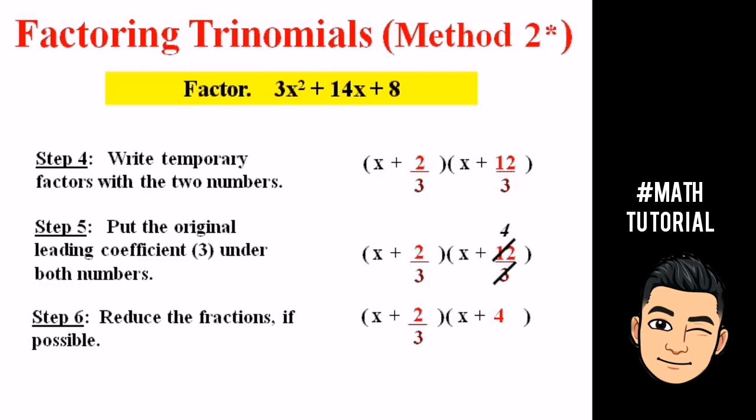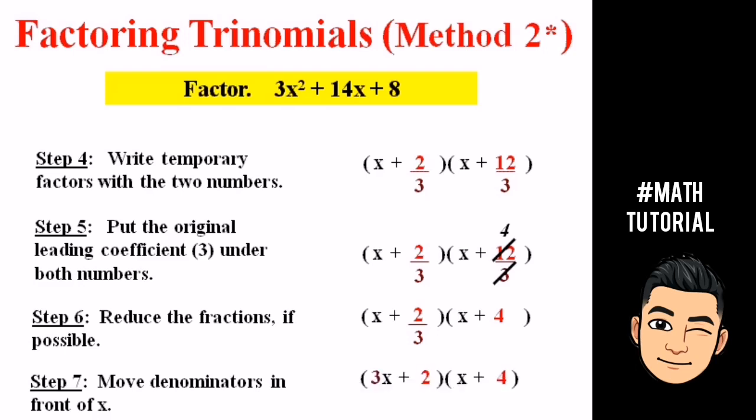So, we are now on our last step, step 7. What are we going to do? We just move the denominator in front of x. So, on our first factor, x plus 2 over 3, we just move 3 in front of the x. So, that will become 3x plus 2 and x plus 4. So, that will be our answer.